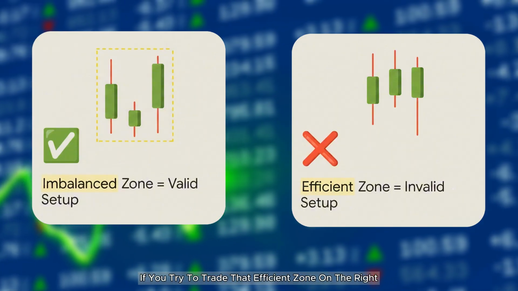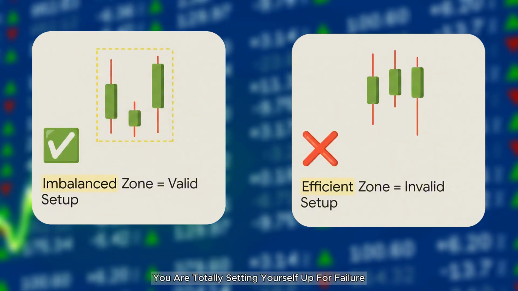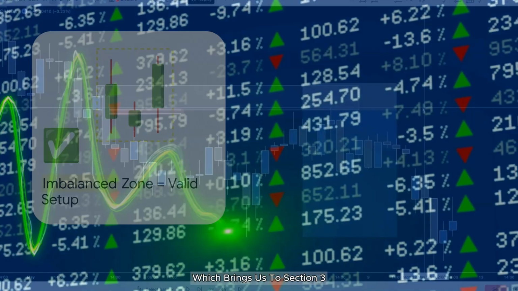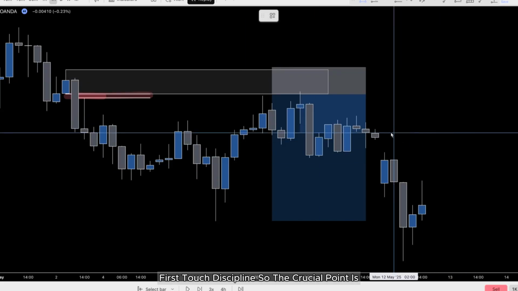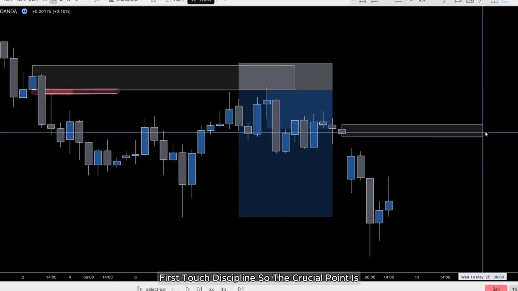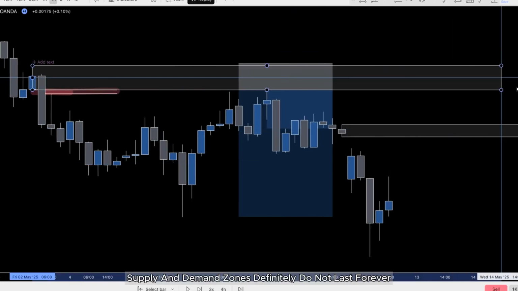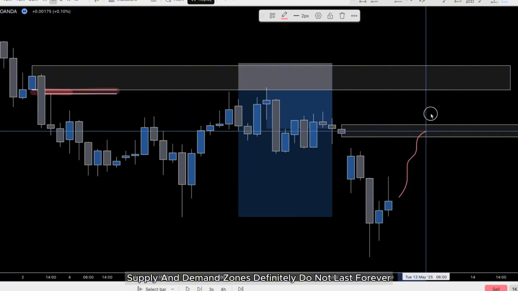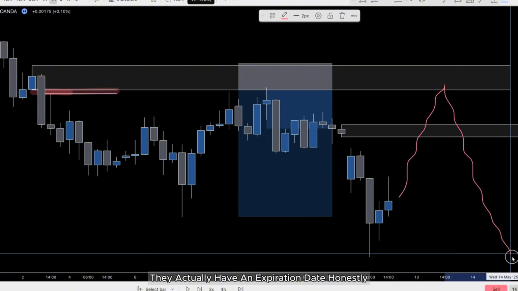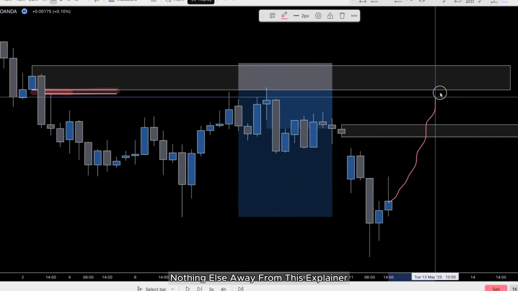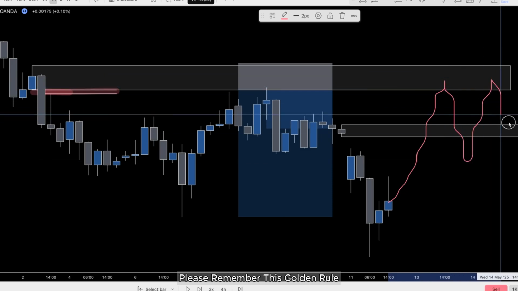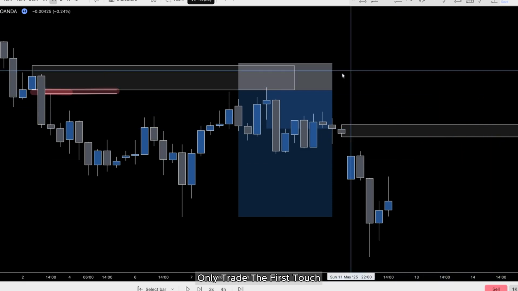If you try to trade that efficient zone on the right, you are totally setting yourself up for failure. Which brings us to section 3, first touch discipline. So the crucial point is, supply and demand zones definitely do not last forever. They actually have an expiration date. Honestly, if you take absolutely nothing else away from this explainer, please remember this golden rule. Only trade the first touch.